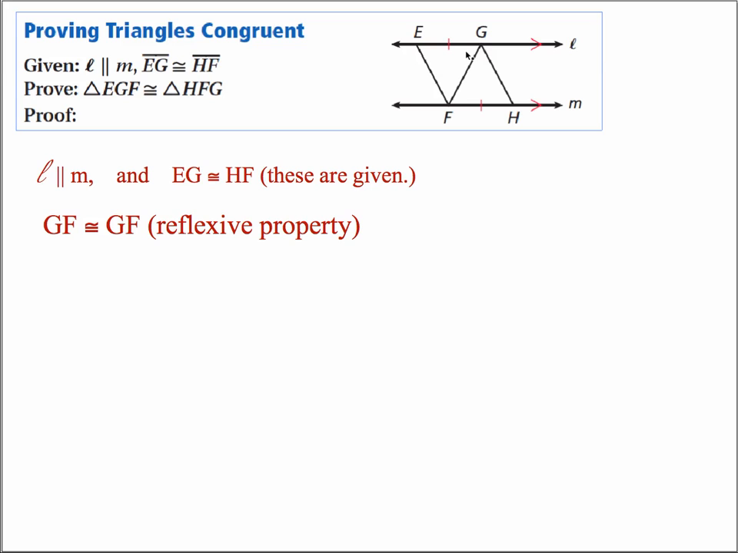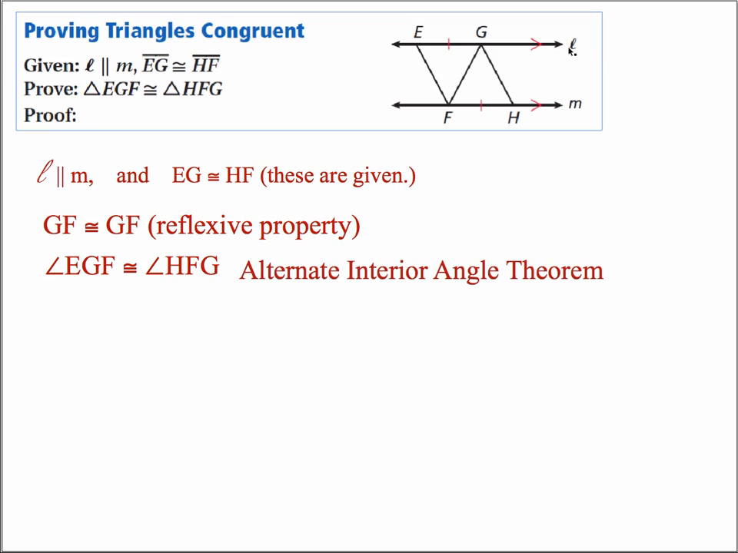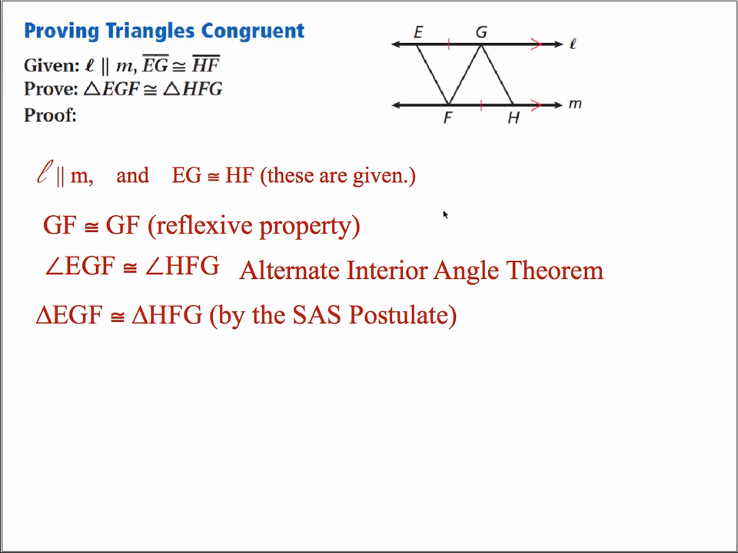Well, I know therefore that angle EGF is congruent to angle HFG because line L is parallel to line M, and by the alternate interior angle theorem, I know that those two angles are congruent. So angle EGF is congruent to angle HFG. Well, now I have side angle side. Two sides of the triangle and their included angles are correspondingly congruent. So by side angle side, triangle EGF is congruent to triangle HFG.